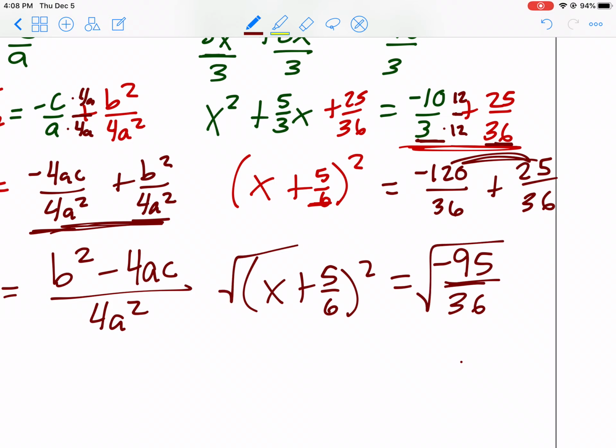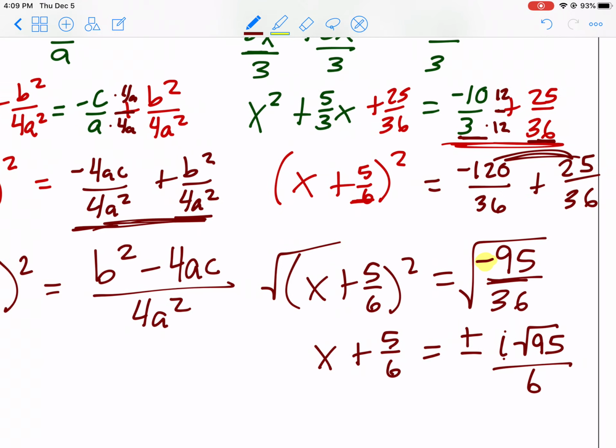At this point, we've got something squared equals a number, so I can take the square root of both sides. I will get x plus 5/6 equals plus or minus the square root of negative 95 over 36. Let's try negative 95 divided by 25. 95 divided by 5 is 19, so those are both prime. So root 95 is going to stay square root of 95. The i goes out front because of this negative sign right there. And then our denominator, the square root of 36, is just 6. So we're in good shape there.